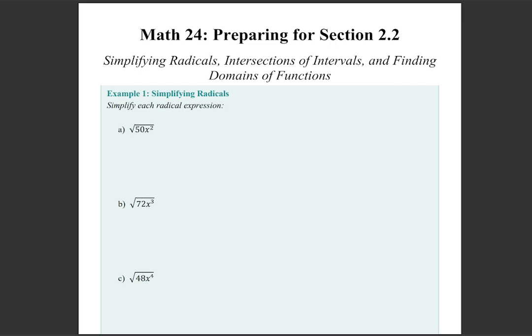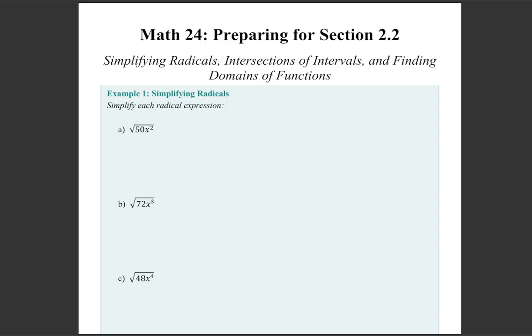Today we'll be discussing simplifying radicals, finding the intersections between intervals, and finding domains of functions. So jumping into our examples for simplifying radicals. This has come up a bunch in the homework, which is why we're now covering it.